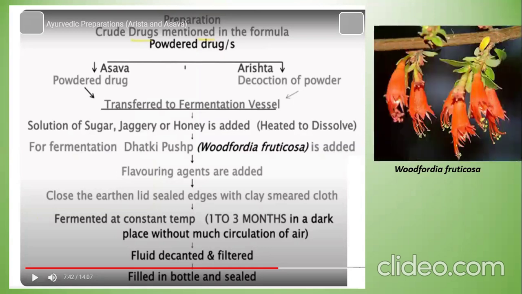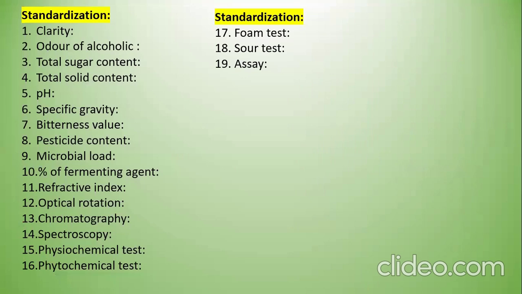These are the flowers that we are going to utilize in the preparation of this. Now the standardization. For standardization, we are going to see clarity, color, odor, and taste, whether they are transparent or turbid. Then the odor of the alcohol is the second parameter. Then sugar contents, which you have to identify.